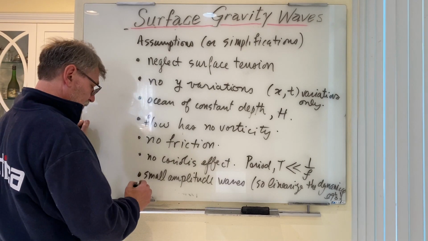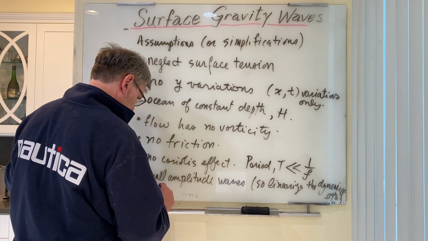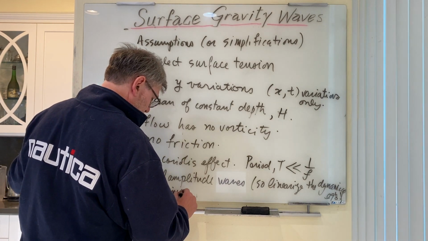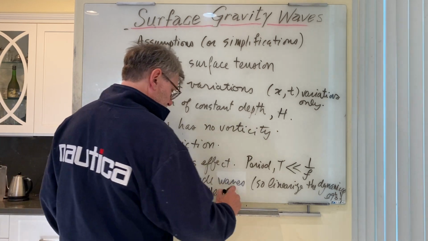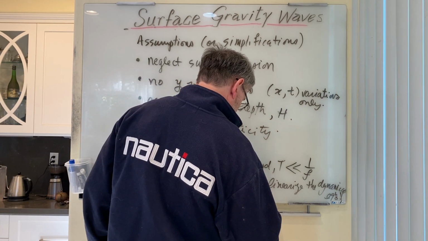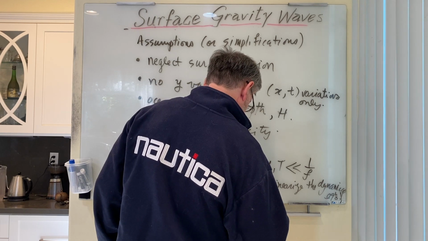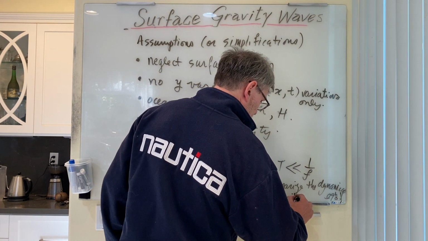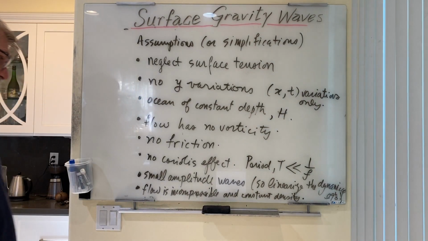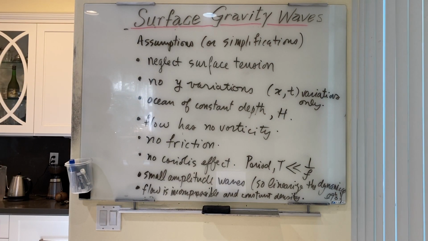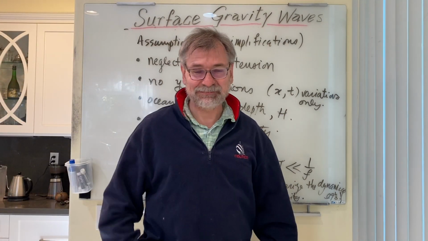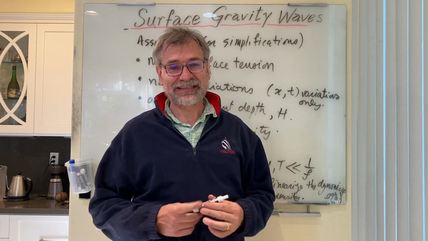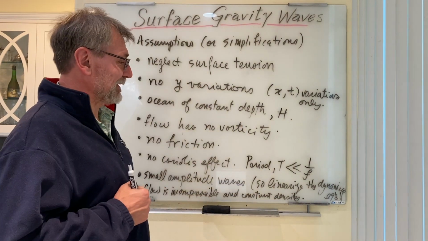Finally, I don't know if it's finally, but another one is the flow is incompressible. Flow is incompressible. And constant density. All right, so 1, 2, 3, 4, 5, 6, 7, 8 assumptions. Believe it or not, we still have some physics left in this. Enough physics to describe surface gravity waves.